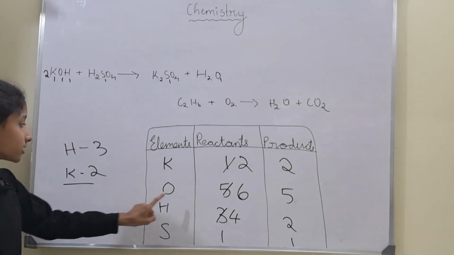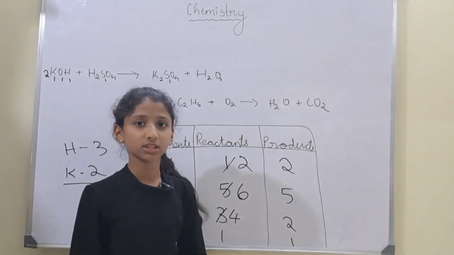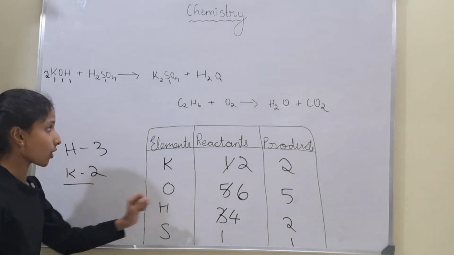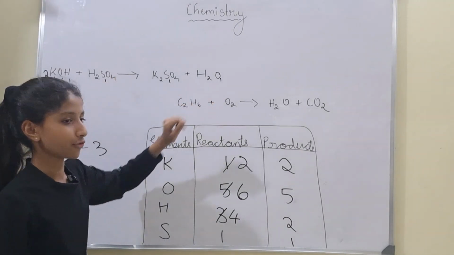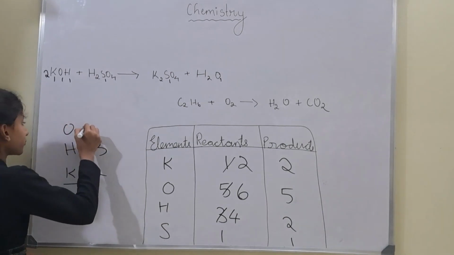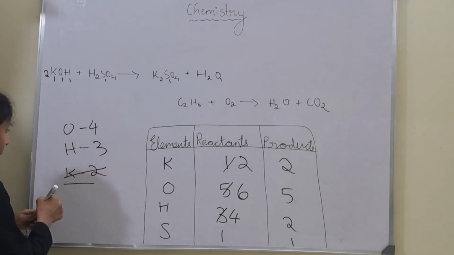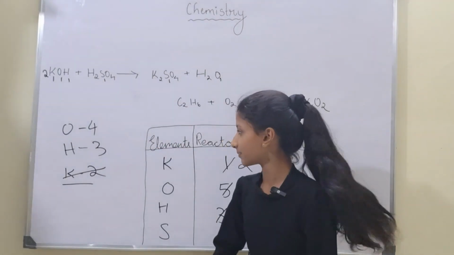We have to balance oxygen and hydrogen. In this, which one should we balance first? For that again, let's take the number of frequencies for oxygen. 1, 2, 3 and 4. The frequency for oxygen is 4. Now, potassium is gone. In hydrogen and oxygen, which element has the least frequency?